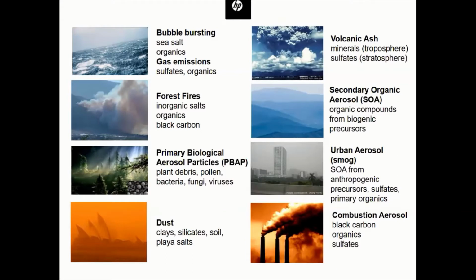Okay, so there is also dust, right? This is a picture showing basically from the desert, you generate a lot of particles there. Volcanic ash. This is also a very important natural source of particles, mainly because whenever it happens, it just emits large quantities of PM.